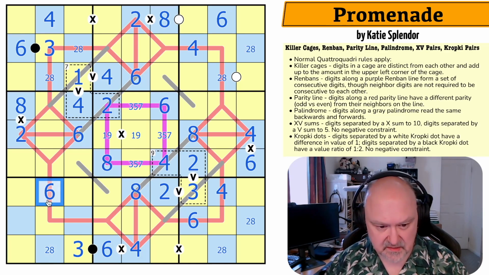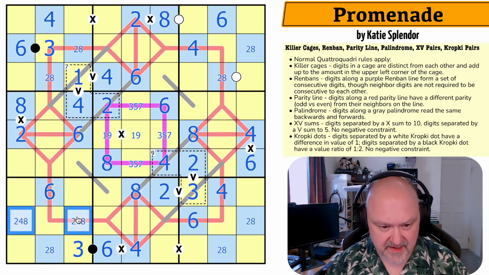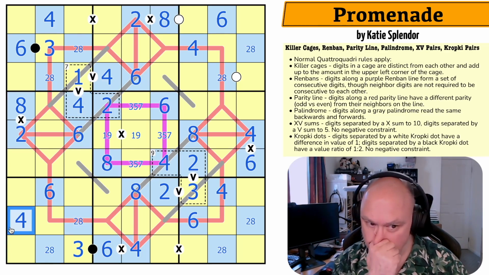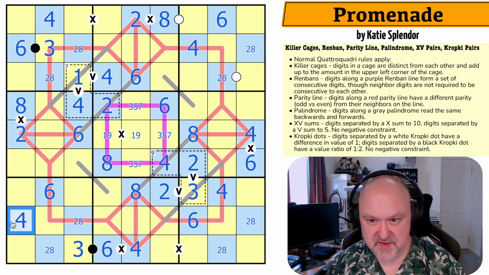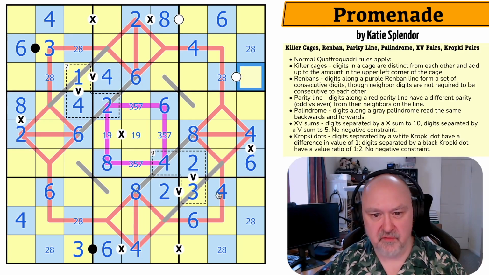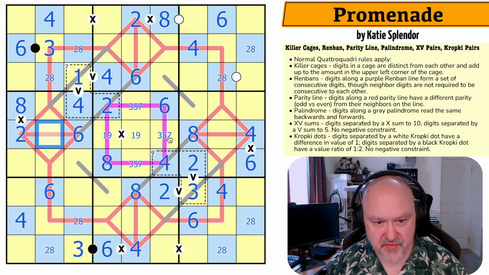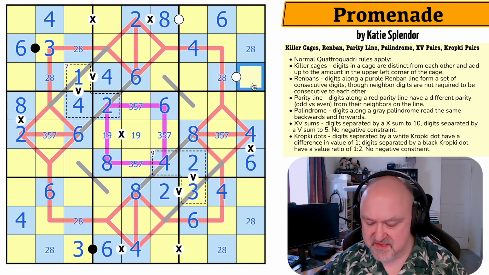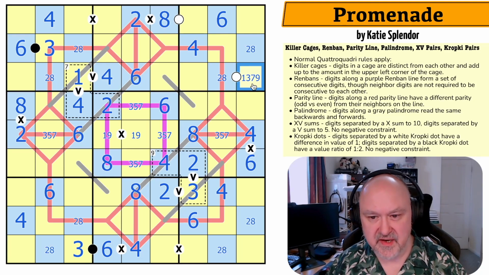6 is here. These are 2, 4, 8. There's no 4 there. That's the 4. And I've got this pattern of 2 8s, which is going to be resolved by that digit. So these are 3, 5, 7. 2 here means this is 1, 3, 7, or 9. It can't be 5.